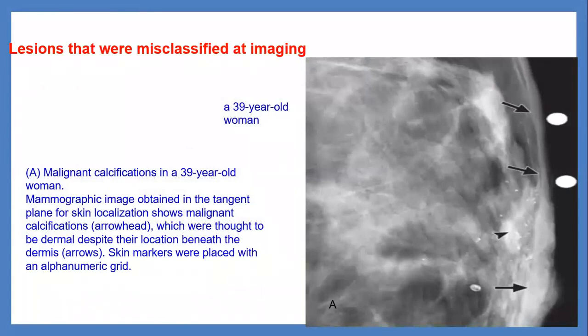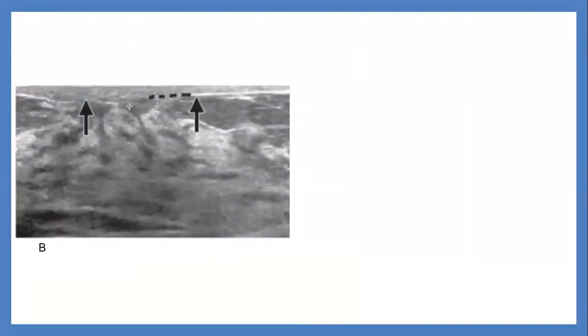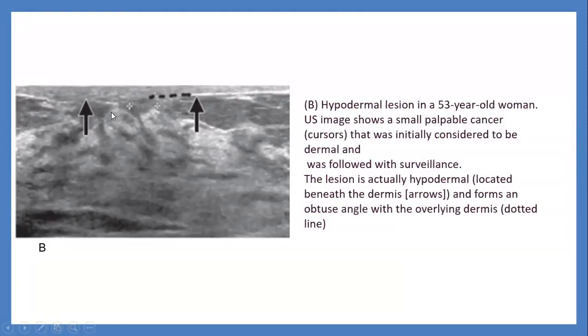So the location is beneath the dermis. Skin markers were placed and alphanumerical grids. Okay. And if you look here, this is the dermal layer, and here there is a small area of distortion and lesions.